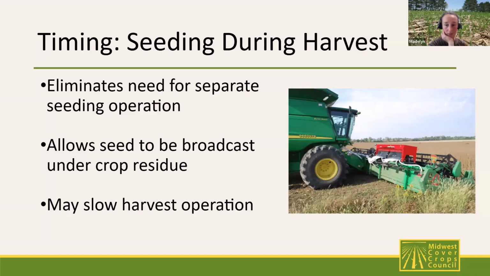It does allow seed to be distributed under crop residue. So if you're doing post-harvest over or broadcast seeding, that seed's going to be on top of crop residue, and depending on the amount of crop residue you have or the distribution of your crop residue, could be a problem for germination. This can sometimes slow harvest, and so there's specific operation or sizes of operations that this might work for better. I think that's all I got for that.